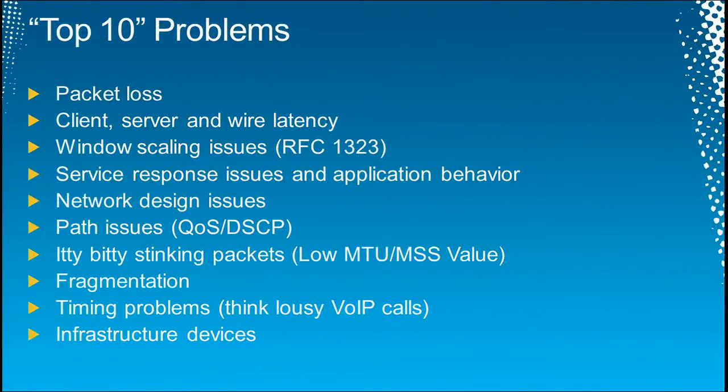Grab them quickly. Here are the 10 top problems, and we saw a bunch of these in the background on this wireless network. Number one, packet loss. I cannot stress enough how bad packet loss is on your network.